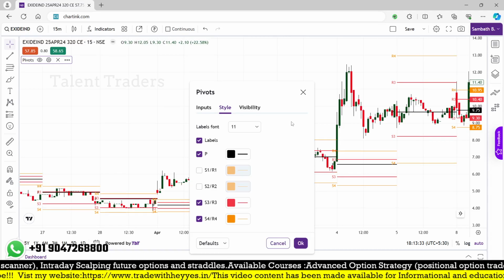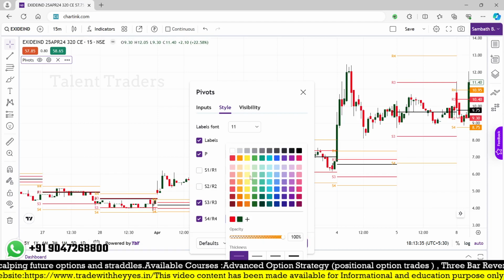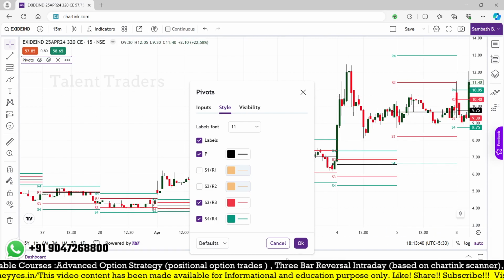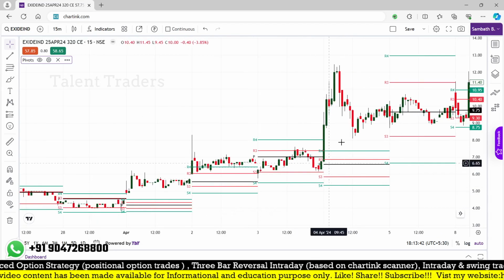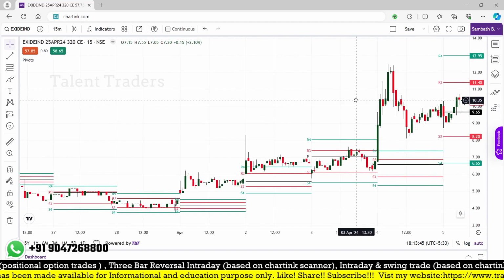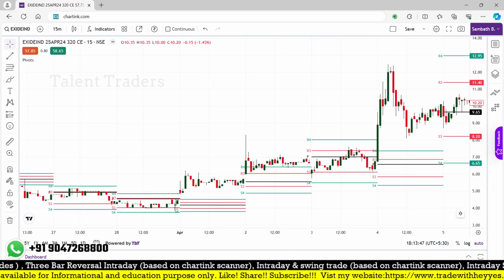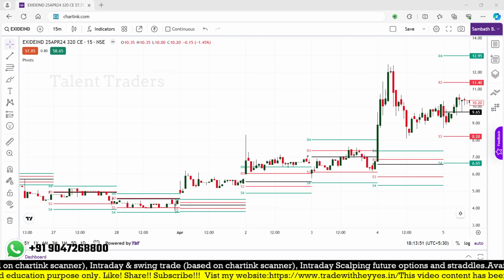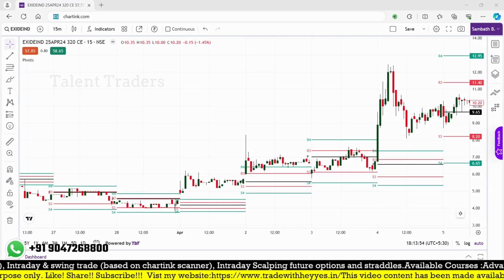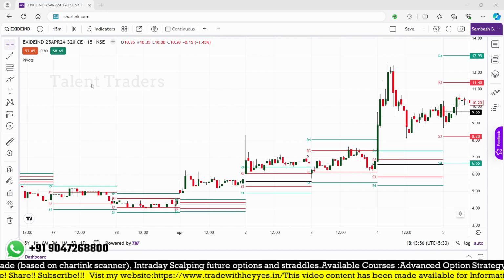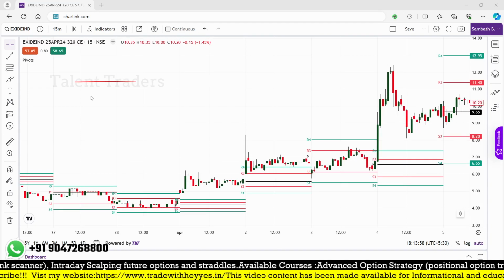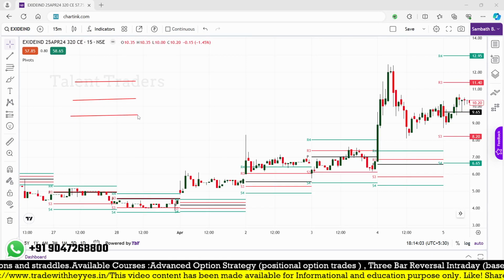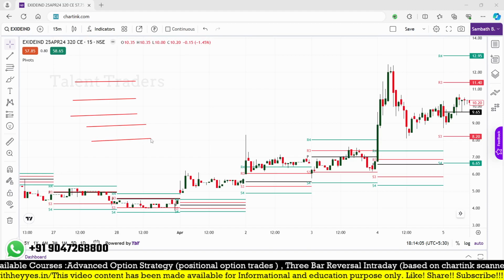R3 and R4 are important, and S3 and S4 are also important. I'll set some colors for these, and finally I get this R4 scanner, the Camarilla breakout point scanner. What exactly I'm going to create is a scanner for this Camarilla, where we have 4 important levels: R4, R3, pivot, S3, and S4.